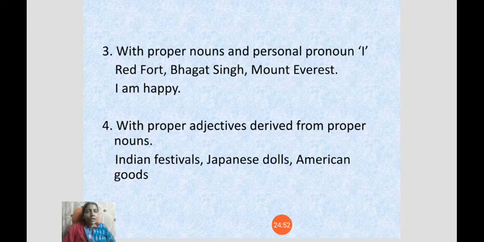With proper adjectives derived from proper nouns. See, Indian festivals. Festivals is the noun. What kind of festivals? Indian festivals. Indian is the adjective here because it is showing what kind of festivals those are. Indian is derived from the proper noun India. That's why Indian is always written in capital.